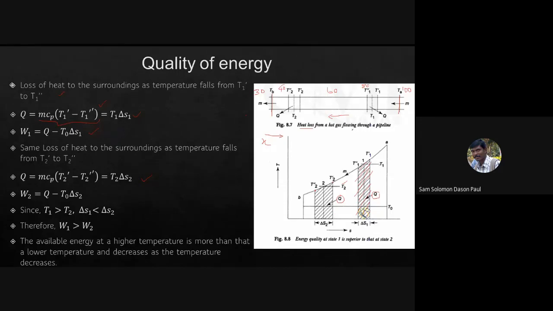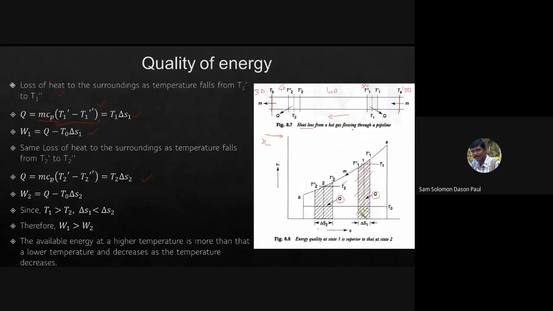Since T1 is greater than T2, you can see this is at a higher temperature. At a higher temperature, the amount of unavailable energy is only this small square. See, the temperature has dropped to T2, and look at this: you're getting a big rectangle here. The area of this portion is greater than the area of this portion. So when you are running an engine at a higher temperature, it is advantageous. At a lower temperature, you have more heat rejection in terms of entropy change. So delta S1 is lesser than delta S2.